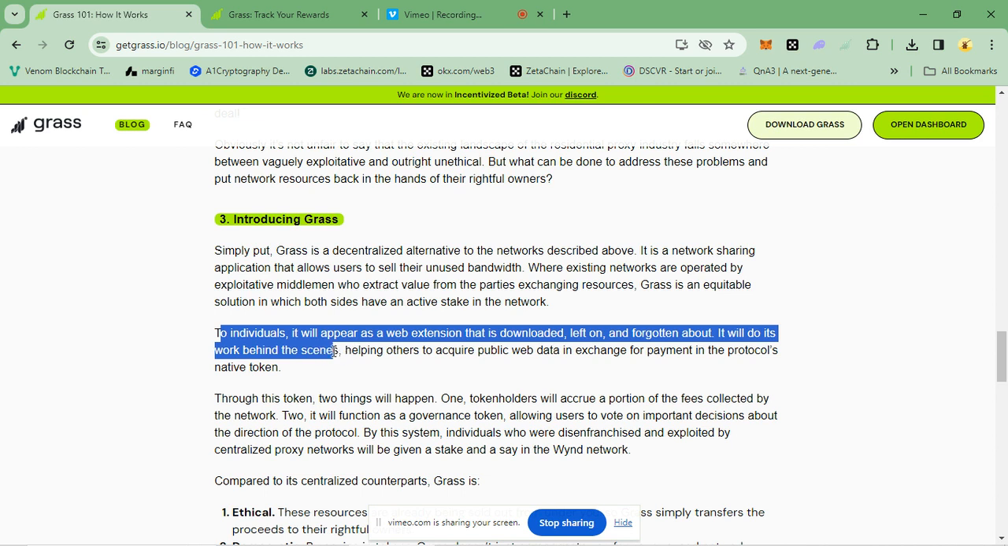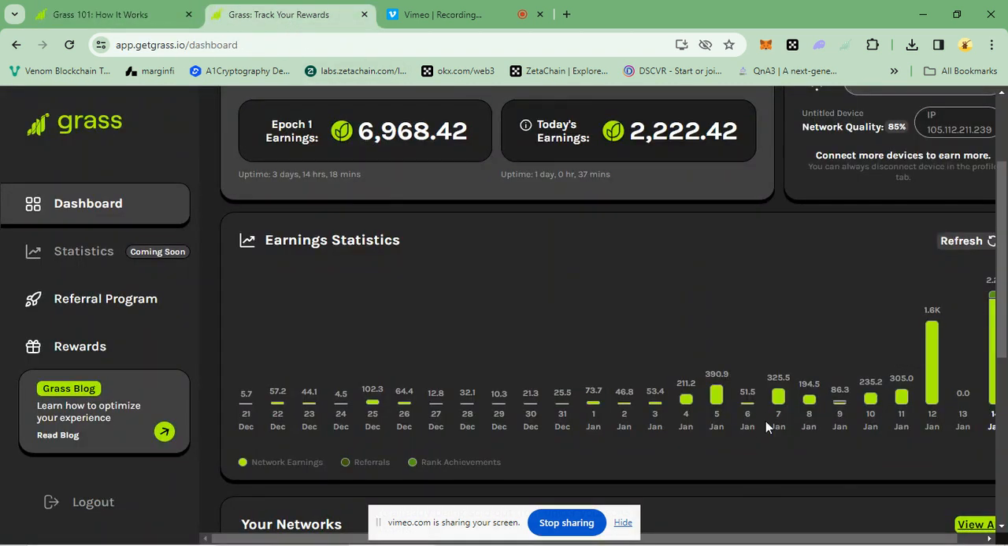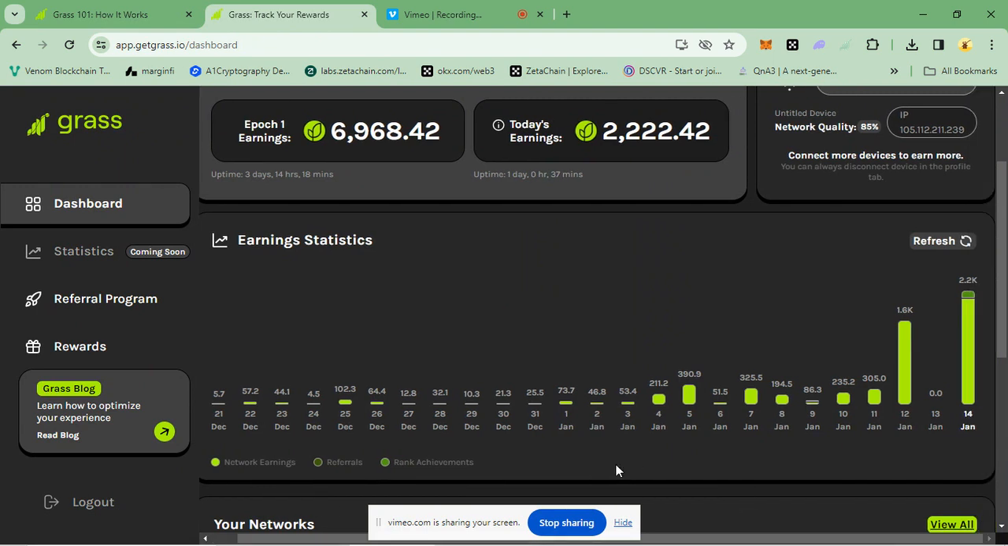So it works behind the scenes, helping others to acquire public web data in exchange for payments in the protocol's native token, which is Grass. This is the native token that is being earned today. You understand me? So I've been able to earn about 2.2k just today.